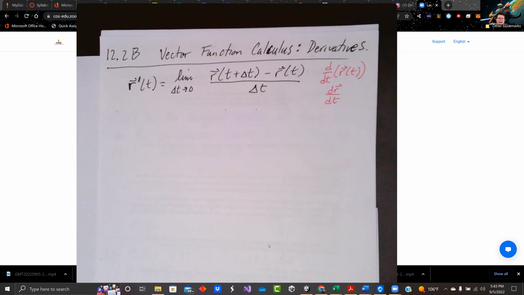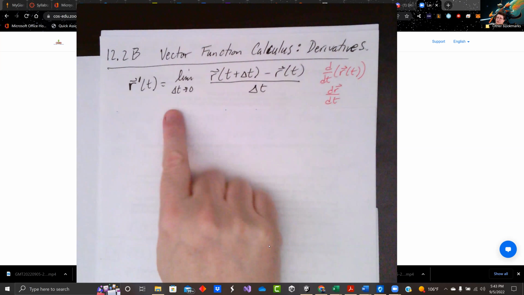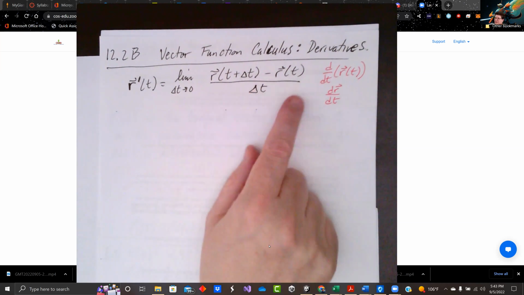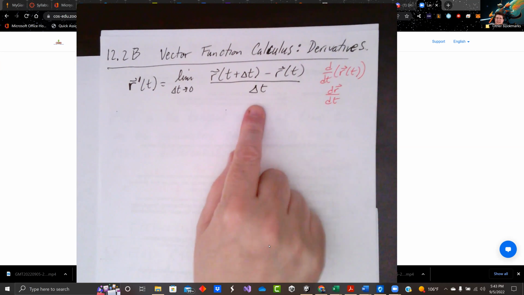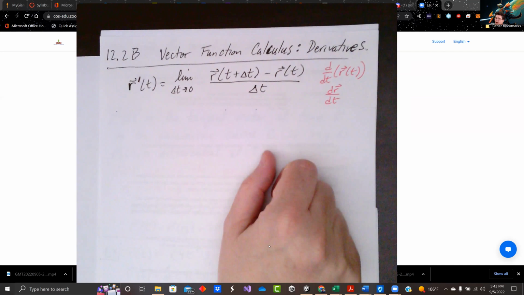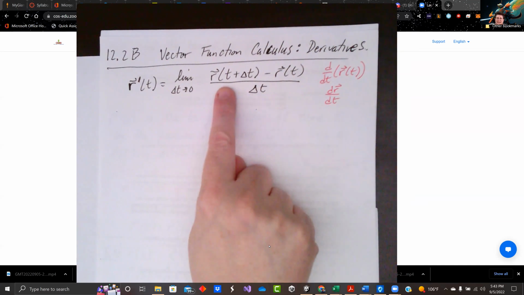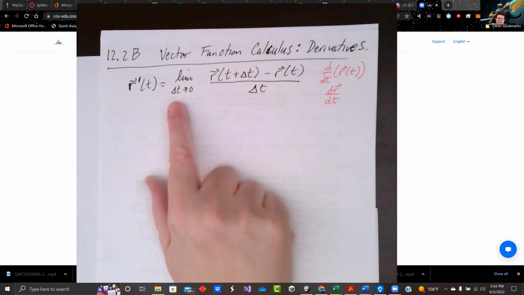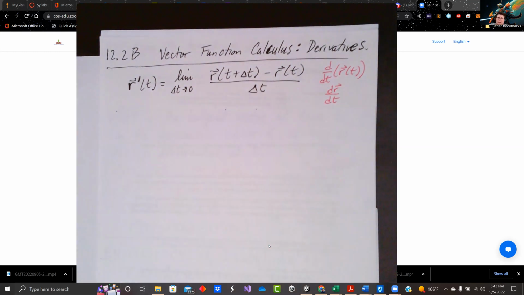Remember when we did f prime of x, we could do the limit as delta x approaches 0 of f of x plus delta x minus f of x over delta x. This is the vector equivalent. We're going to do t plus delta t. You might have learned it as x plus h or t plus h, with h at the bottom, but I think delta t gives a little bit better picture of what's going on. It's a change in the time step.